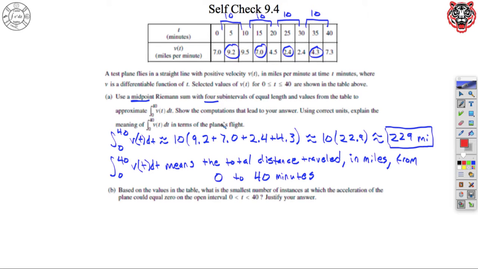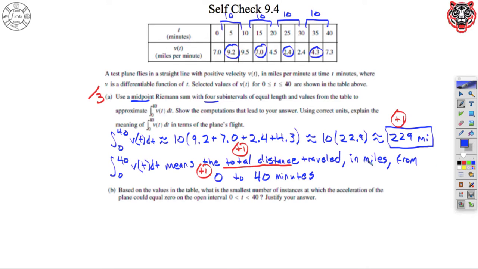How to score part A. So part A is out of 3 points. You get 1 point if you got all of these values correct. You didn't have to keep them like this. You could have done 10 times 9.2, 10 times 7.0, 10 times 2.4, etc. And you get 1 point if you got the answer of 229, and you get 1 point if you said total distance somewhere in your sentence.